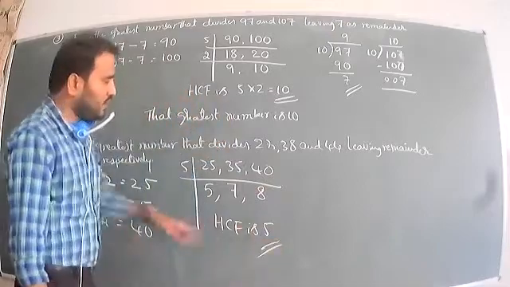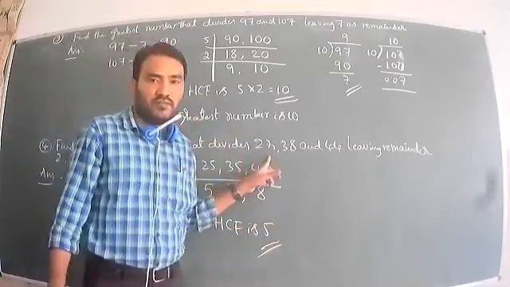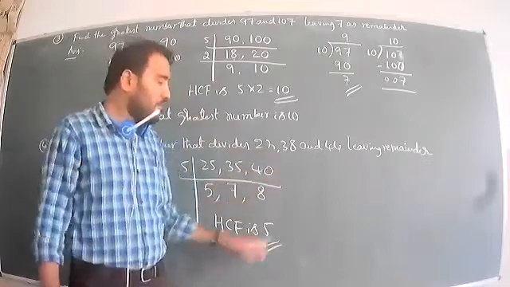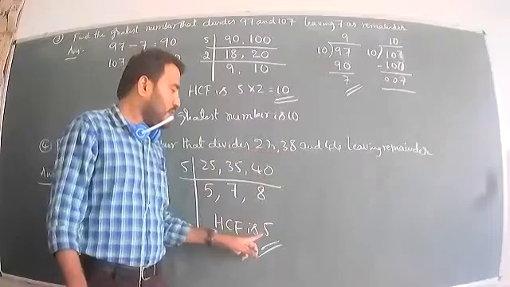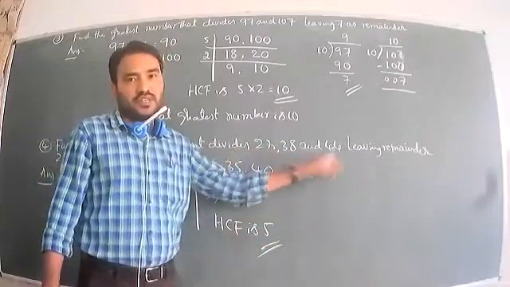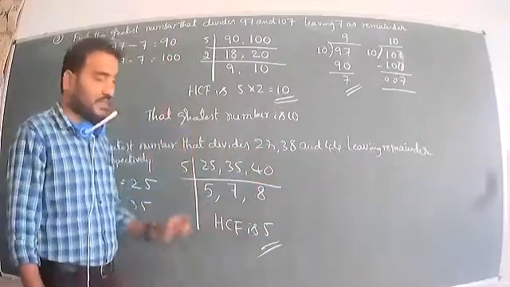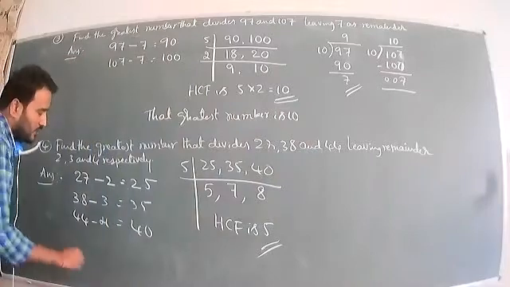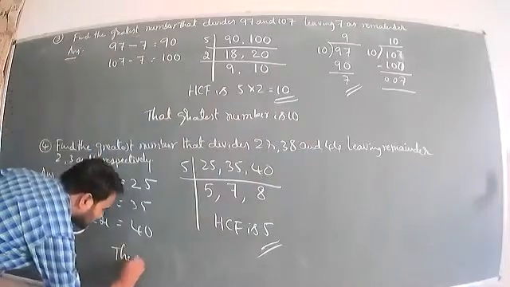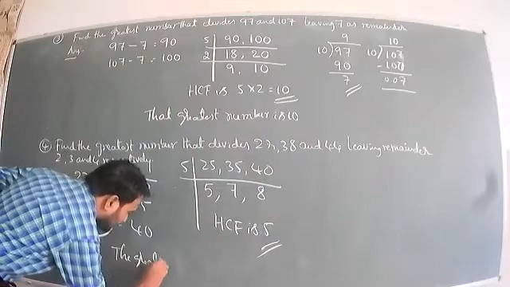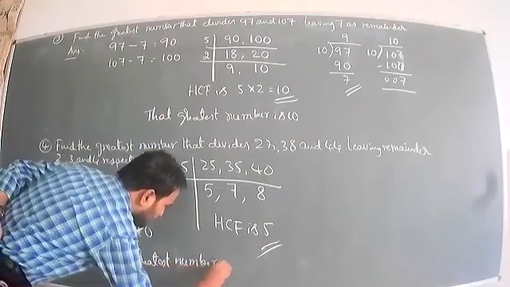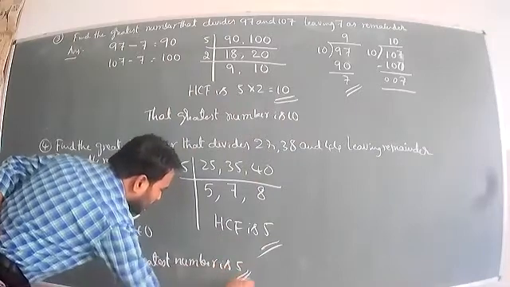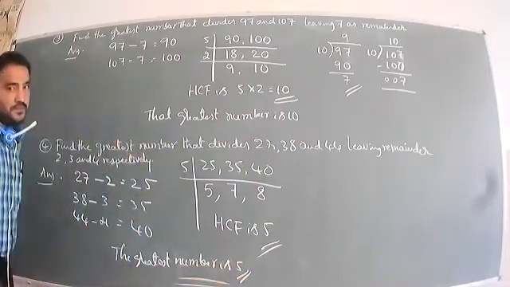Can we check by dividing 27 by 5? 5 5 the 25. 2 is the remainder. 38: 5 7 the 35. 3 is remaining. Next, 5 8 the 40. 4 is the remainder. This is the greatest number. Keep in mind. Okay. The greatest number is 5. This is your answer.